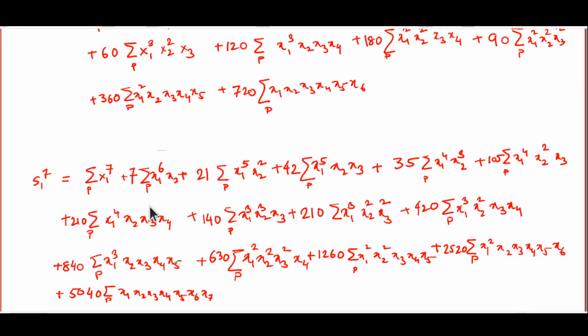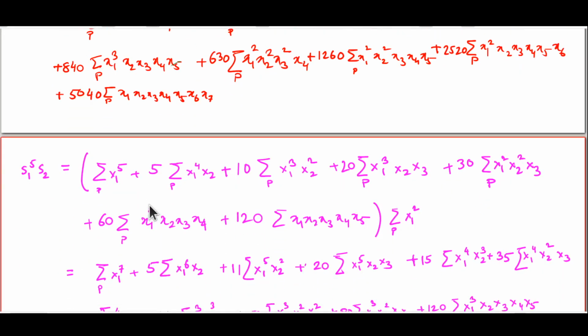As I have said a while ago, to figure out the next column of our compound character table, we need to find out the symmetric polynomial s1 to the 5 times s2. Now s1 to the 5 is something we had already figured out a while ago. This thing in the bracket here is s1 to the 5, and you have to multiply it by s2, which is the sum of x1 square and all its permutations: x1 square plus x2 square up to xn square.